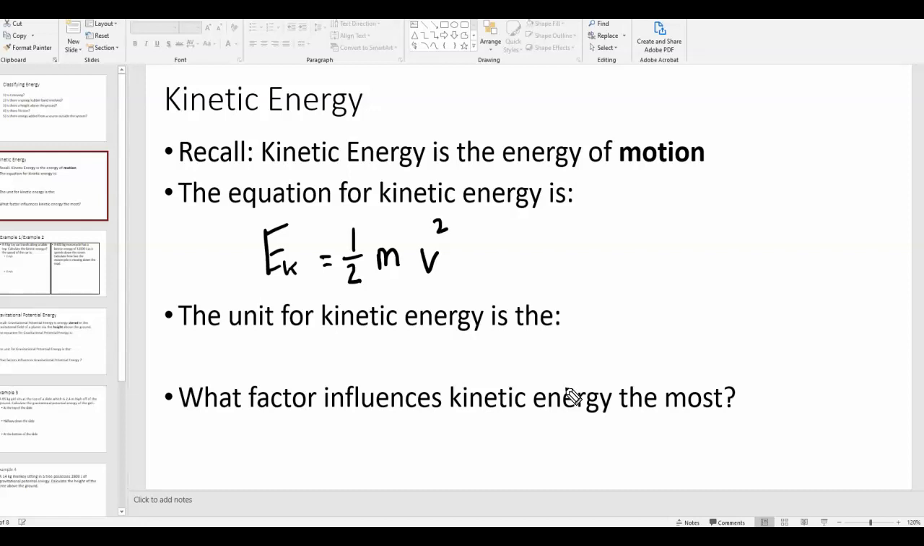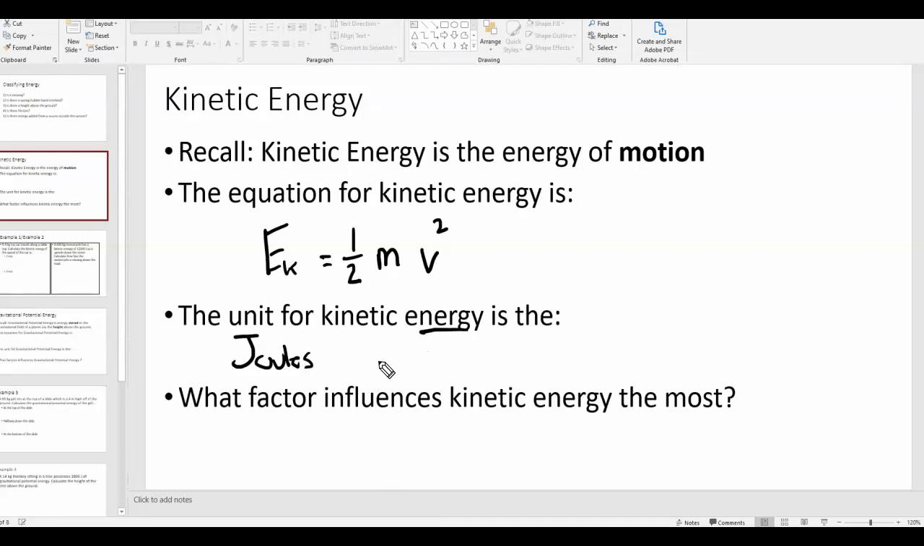Now, looking at the equation, you can see that there's basically two variables that affect kinetic energy, mass and speed, okay, or velocity if you prefer. You might see either of those terms, but either way, it's the same thing in this context. Now, what is the unit for kinetic energy? Well, any type of energy has the unit of joules. Okay, so it's named after a physicist whose name was Joule.